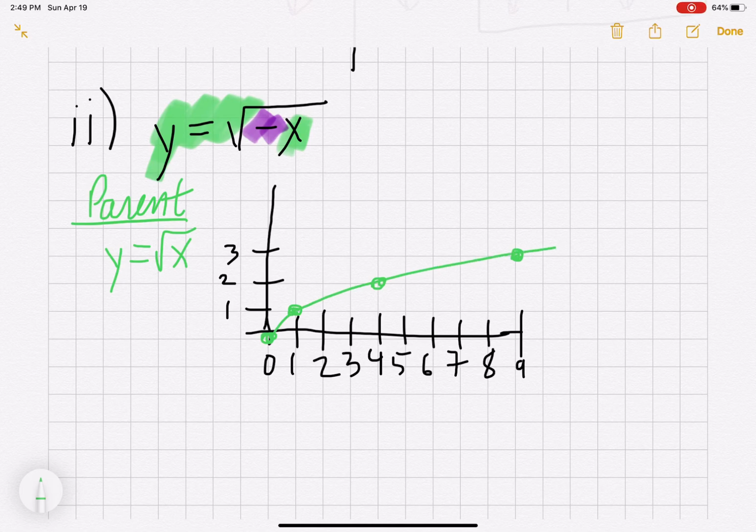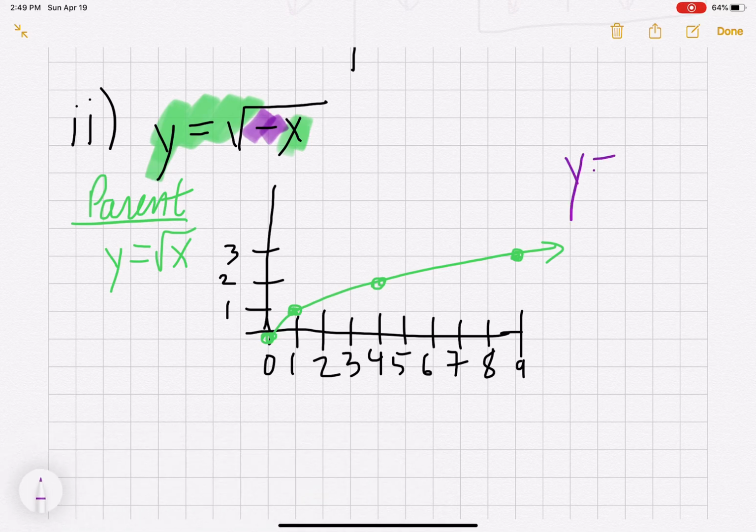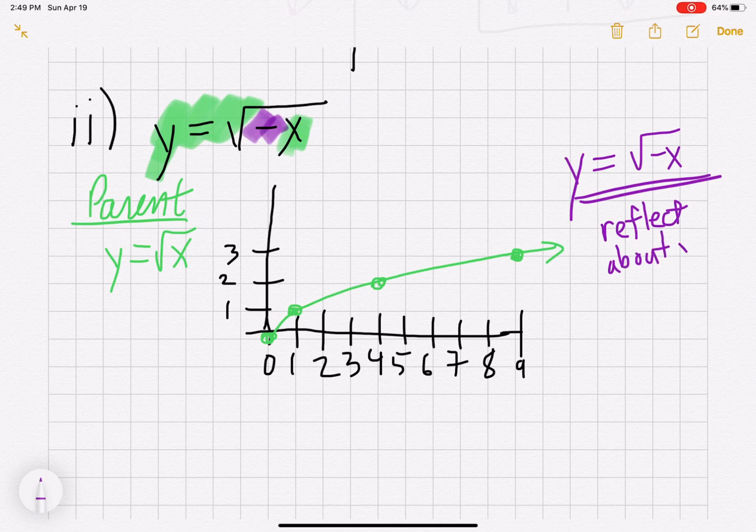So basically what we have to do is the question: what does y equals square root of minus x look like? Well, notice that the minus is inside of the house, out in front of the x. Inside of the house, but out in front of the x. So you're going to reflect about, this time, the y-axis.